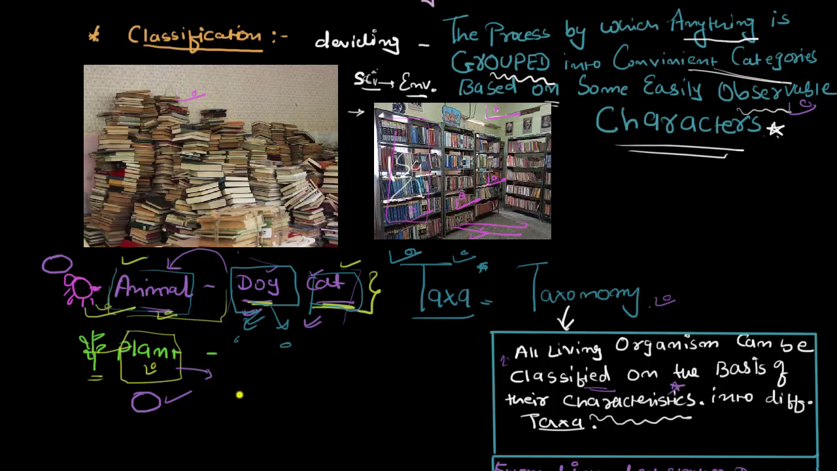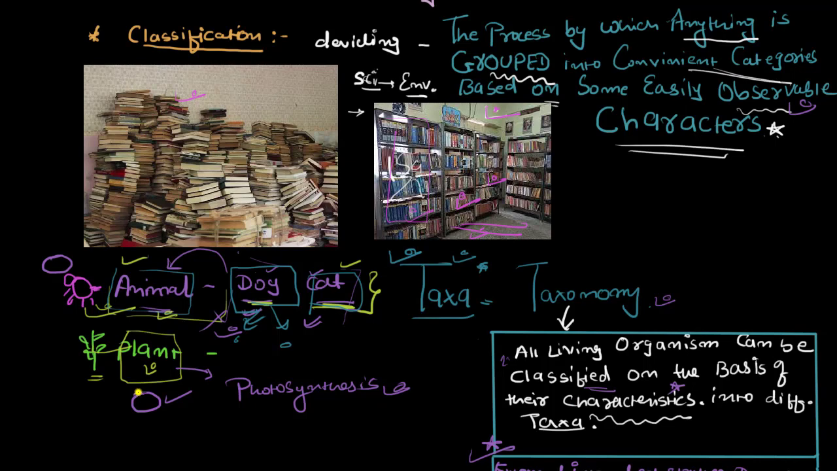For example, plants do photosynthesis, but do we do this process? No. So there is a difference in this characteristic: they do this process, we don't. So on the basis of these different characteristics which we can observe, we have now classified this whole living world, you can say.